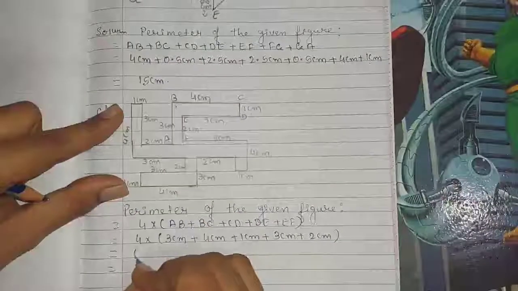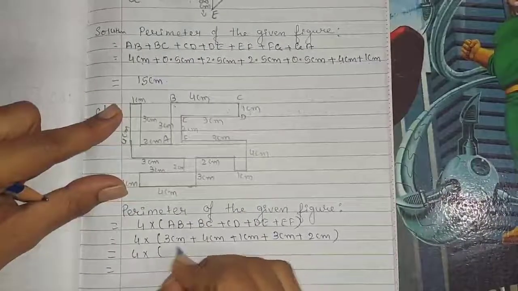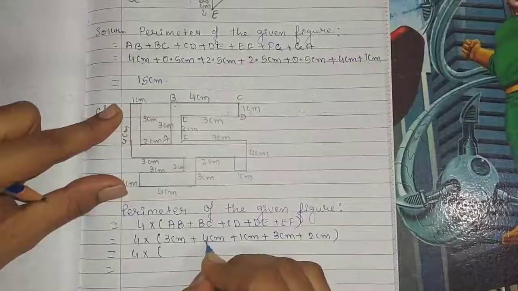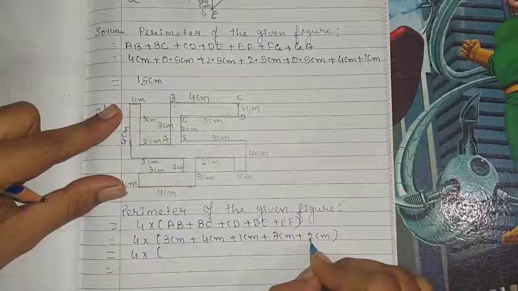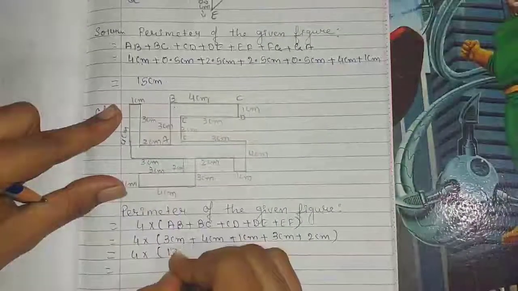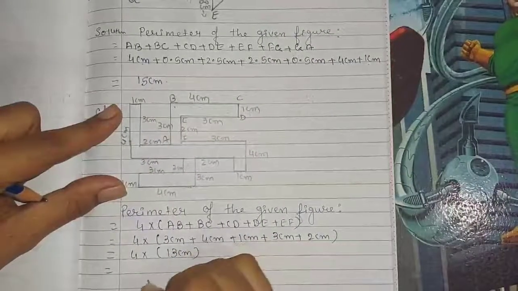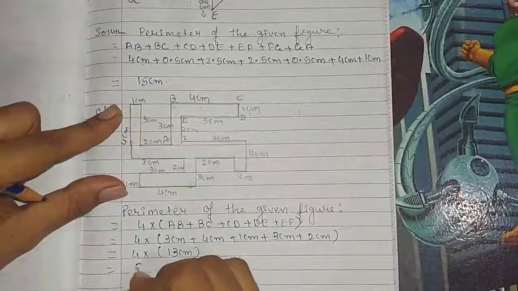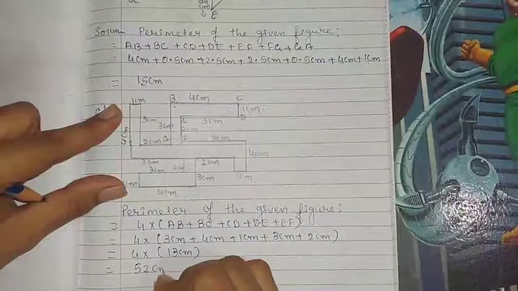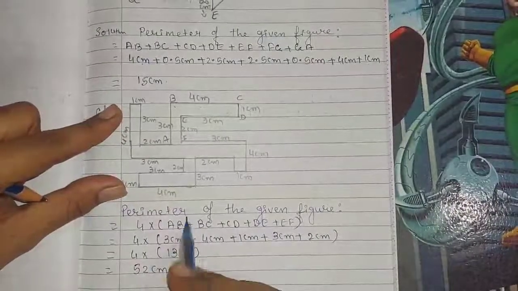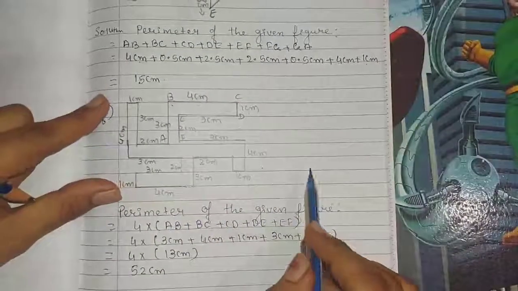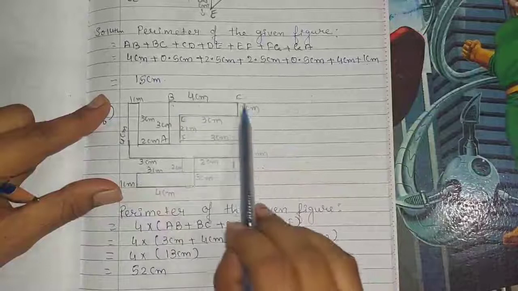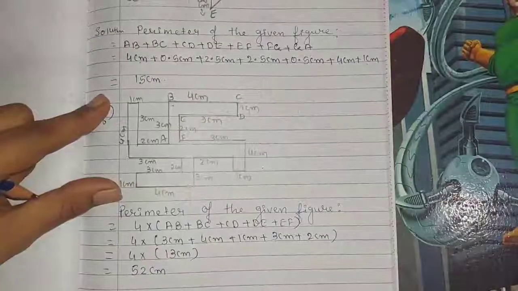So first of all, let us add these measurements. 3 plus 4, 7. 7 plus 1, 8. 8 plus 3, 11. And 11 plus 2 is 13. So here 13 centimeter. Now 13 times 4 is 52. So 52 centimeter is the answer for the perimeter of the given figure. So in this type of combined shape, students, we have to take care of the measurements.